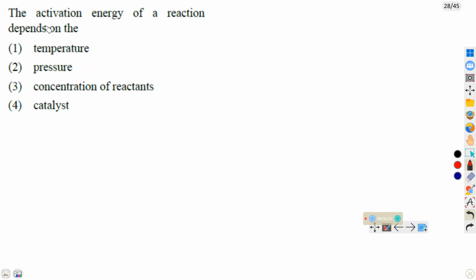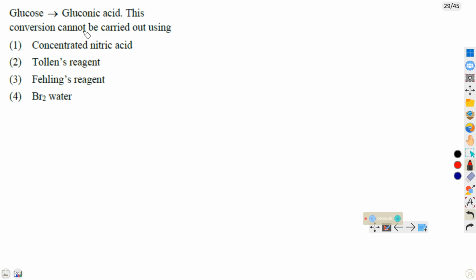The activation energy of a reaction depends on catalyst. When catalyst is present, activation energy decreases. Glucose to gluconic acid, this conversion cannot be carried out using concentrated nitric acid. For example, glucose reacts with concentrated nitric acid, then it gives saccharic acid.